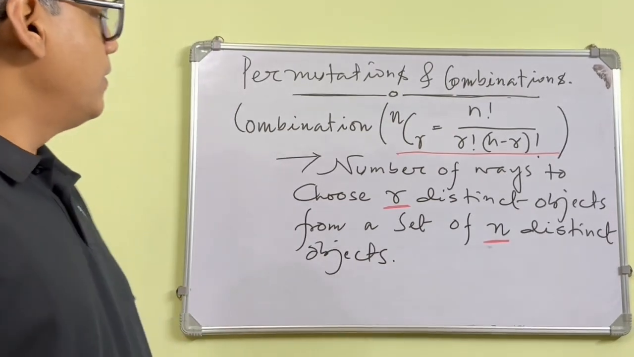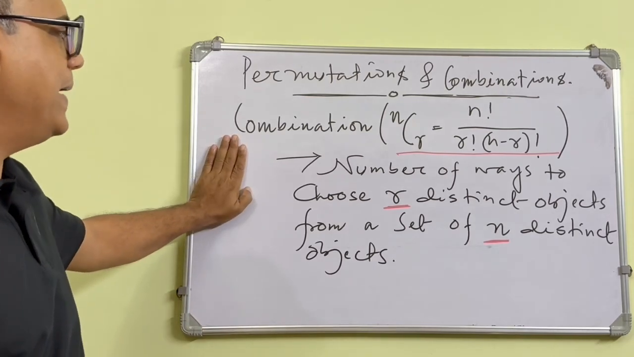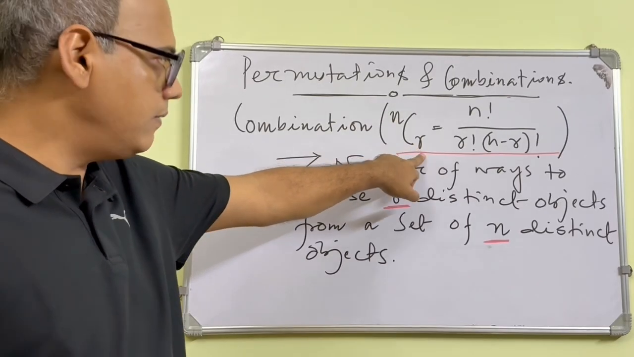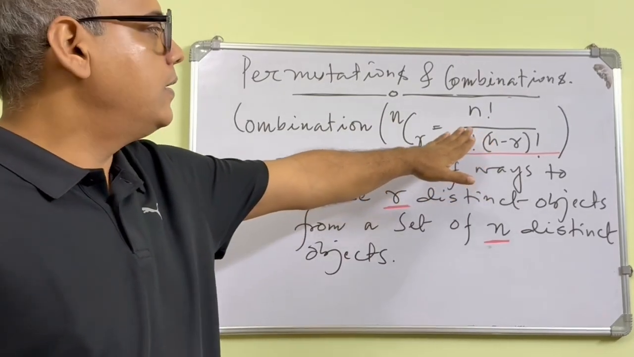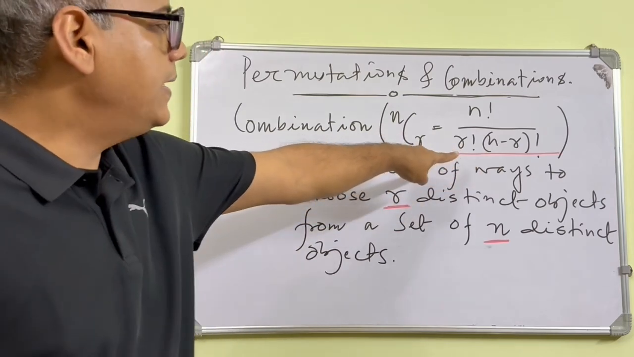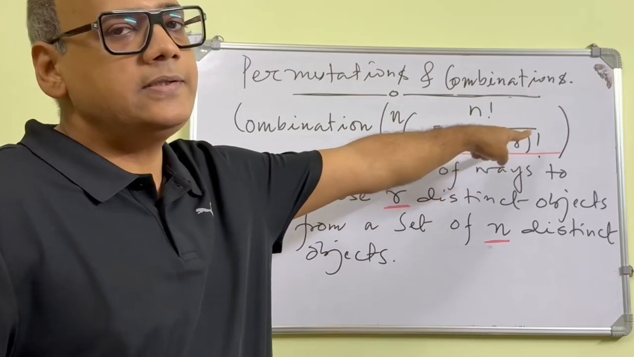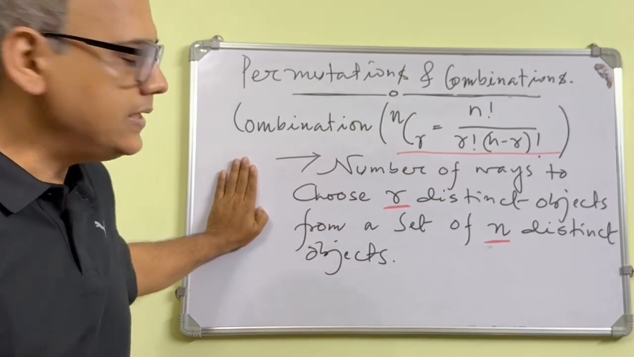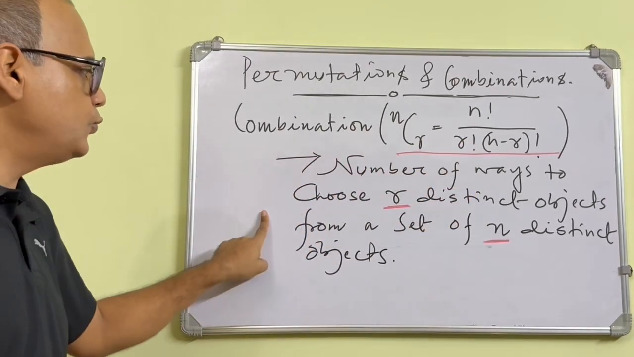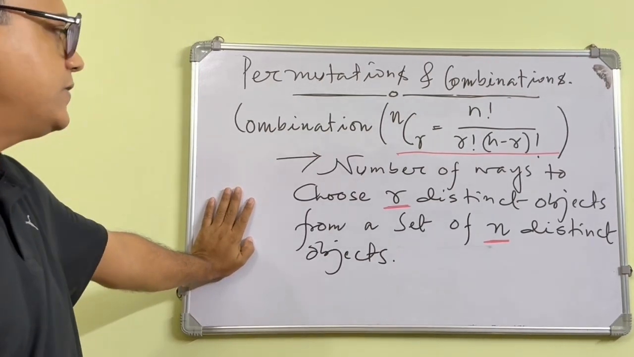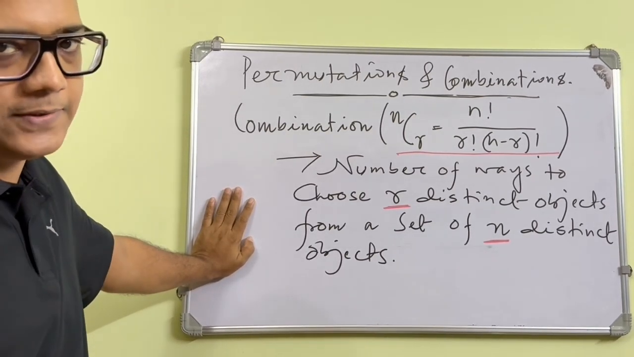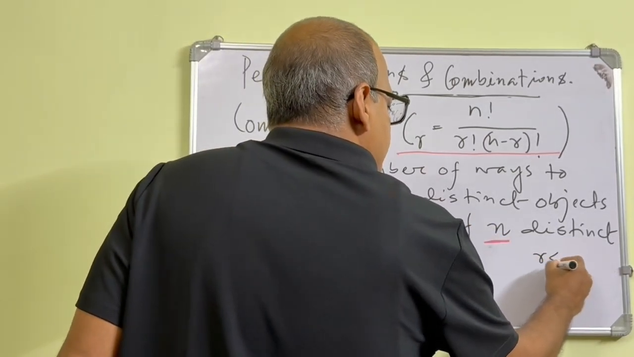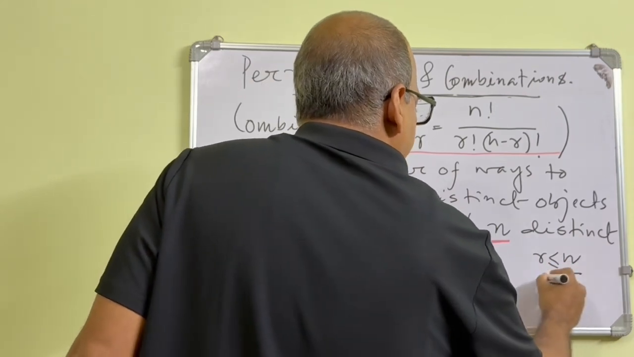Let's start. So, combination is denoted as n choose r, which is n factorial divided by r factorial times n minus r factorial. And what exactly is combination? Combination is the number of ways to choose r distinct objects from a set of n distinct objects. So the condition over here is r is always less than or equal to n.